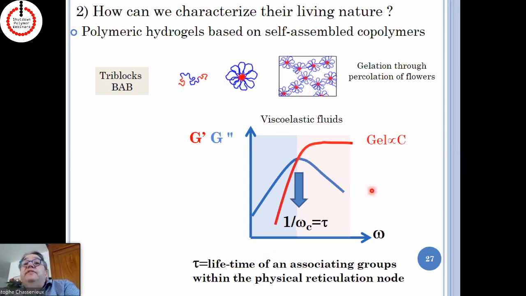How can you achieve that? You just have to measure the elastic modulus, in red, and the viscous modulus, in blue, of this network. If you have at low frequency something that behaves like a liquid, and at high frequency something that behaves like an elastic fluid, the crossover point will give you the relaxation time of your system. And this relaxation time is related to the lifetime of one hydrophobic block inside the network.